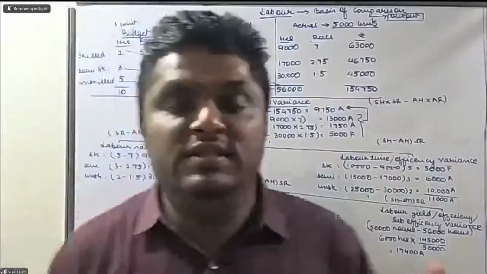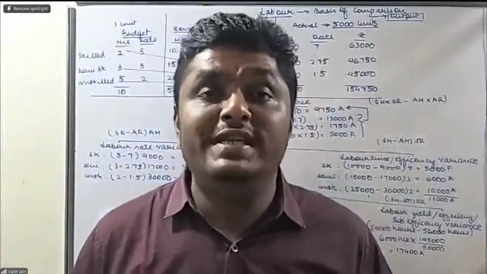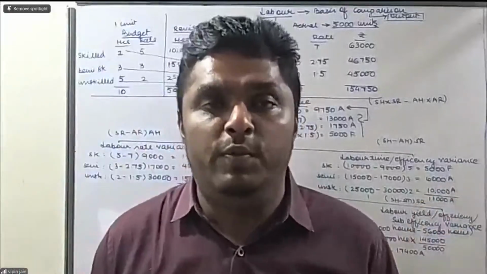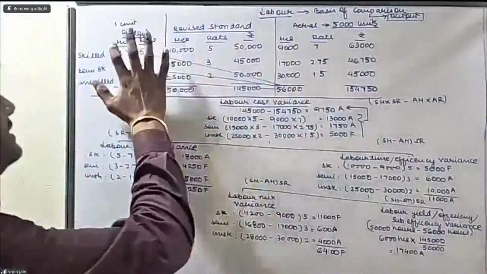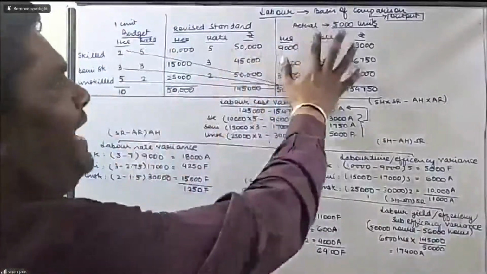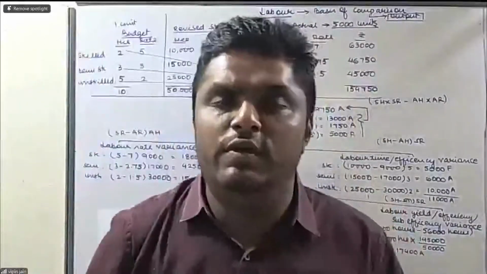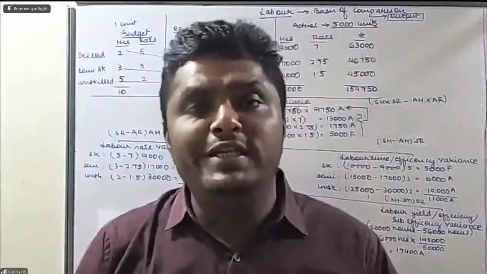Now, Manvi, very simple, just check the output. Don't look at the inputs, just check the output. This budgeted data is given for 1 unit of output and actual data is given for 5,000 units of output. So the output is not the same.